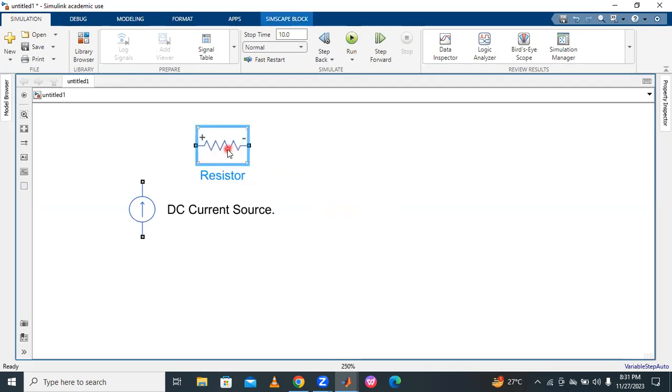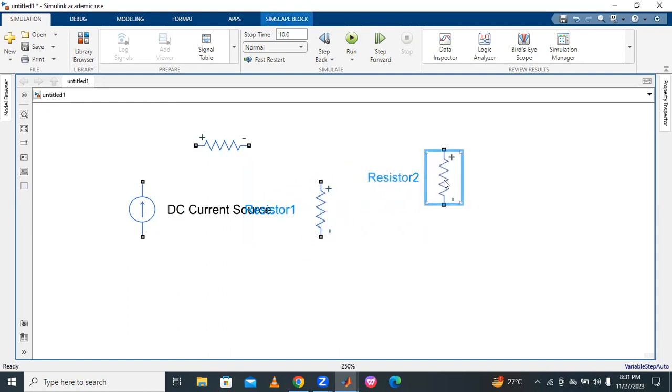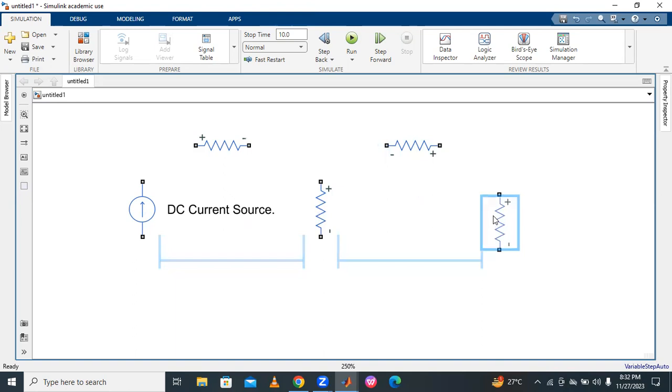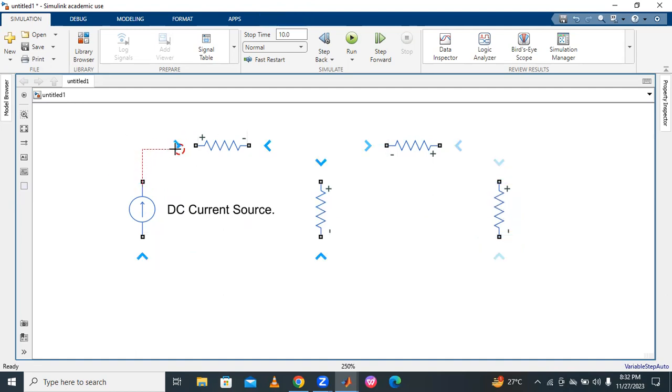Copy and take one more resistor, change its orientation like this, and take one more resistor like this. So the circuit has one current source and 4 resistors. Connect them in this fashion, first the current source, in this way.